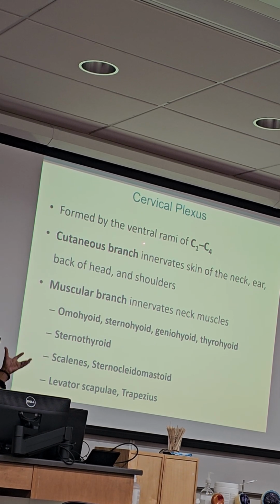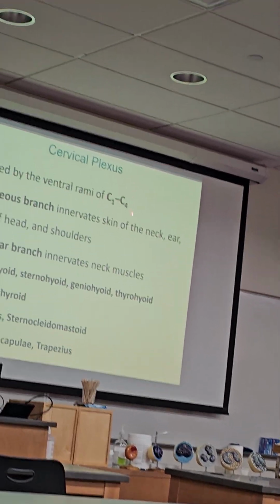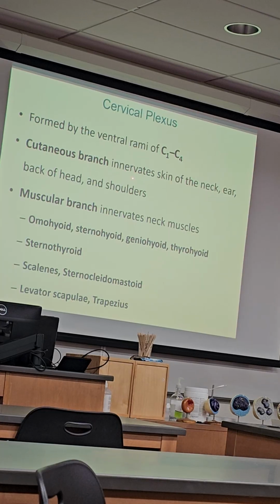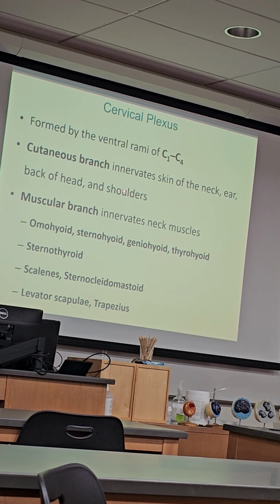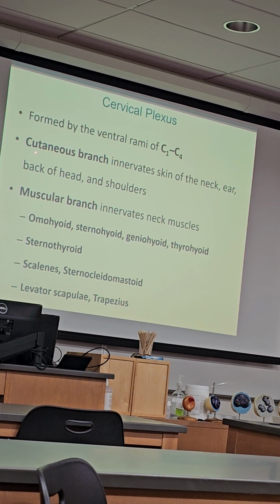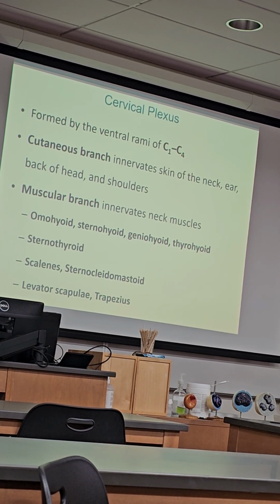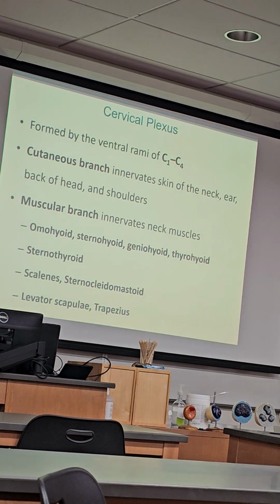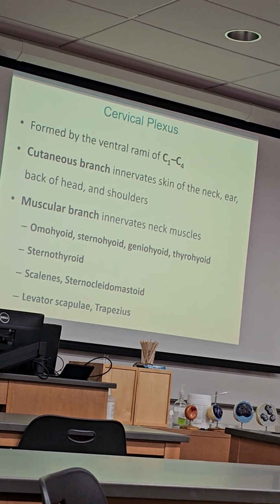Their ventral rami come together to form what will then become the actual nerves. So we have a cutaneous branch that innervates the skin and the neck. Let me get my lab manual. So let's try to fill out our lab manual.